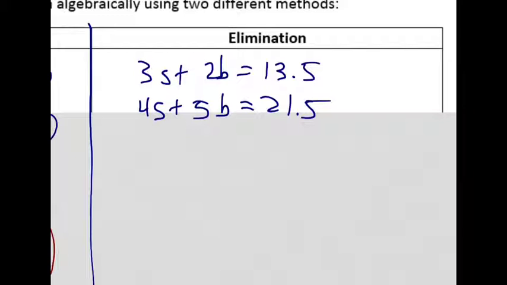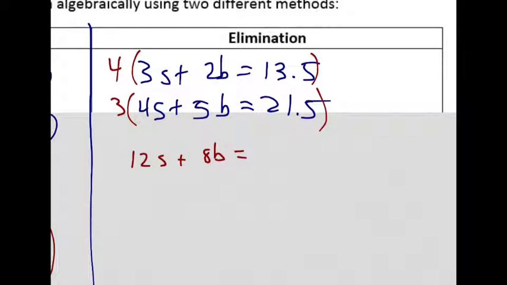Okay, so solving this system with elimination. Let's solve for S here. I need to multiply this equation by 4 and this equation by 3 to match up my coefficients. That'll give me 12S plus 8B equals 54, and 12S plus 15B equals 64.5.